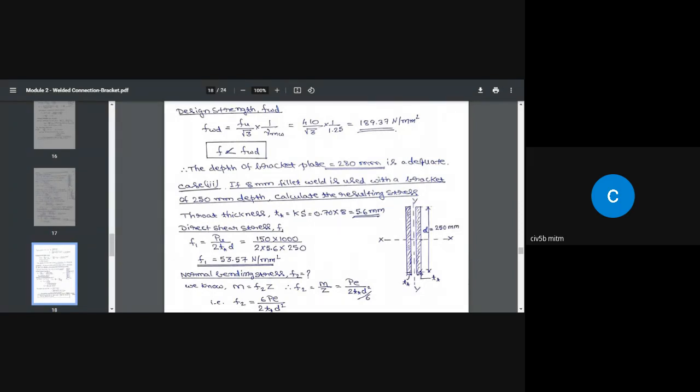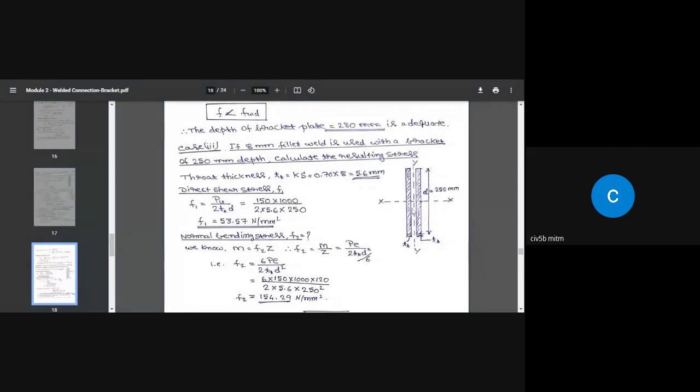They have given the load, whatever the load given multiplied by 1.5, that is 150 kilonewton. They have given the weld size. They have given the depth of the bracket. Find out the resulting stress developed at the extreme weld. So we can find out that. It is a straightforward formula and straightforward problem.